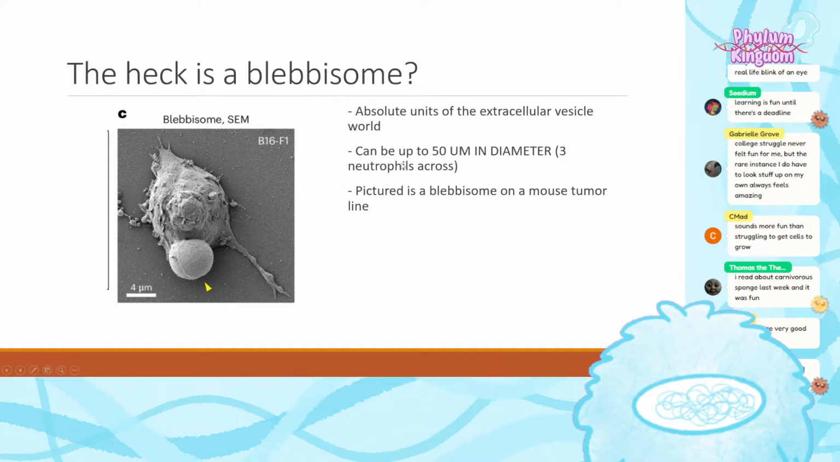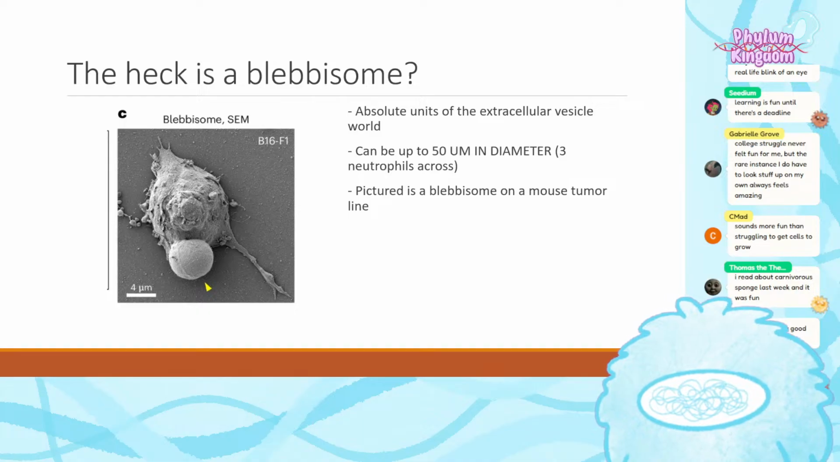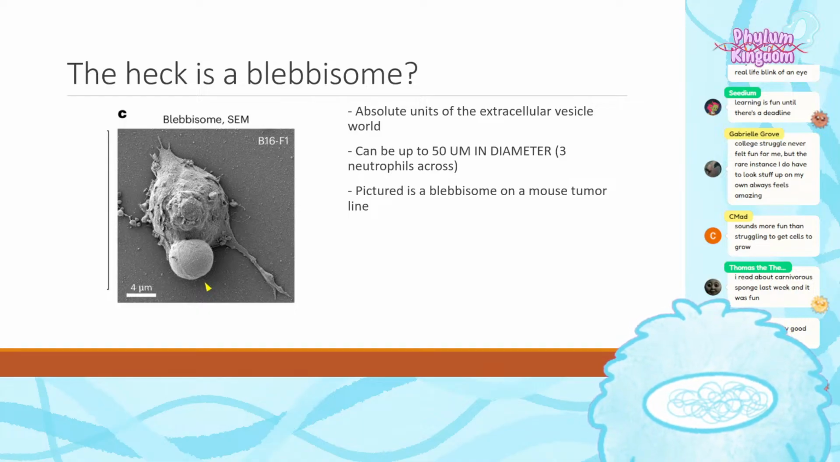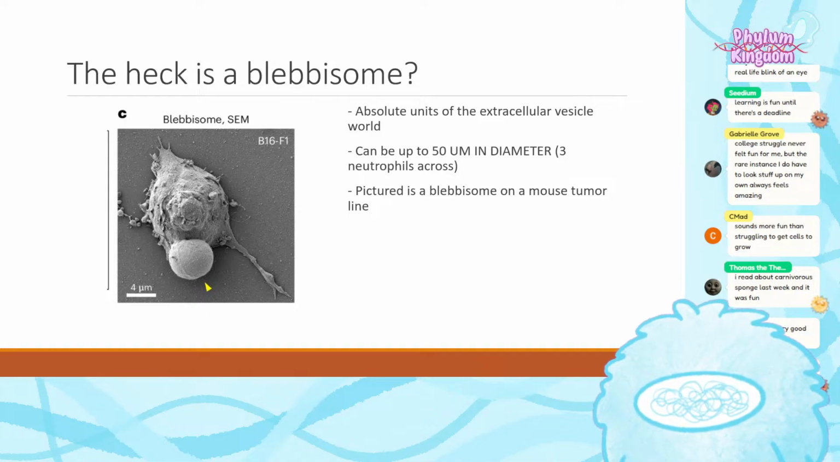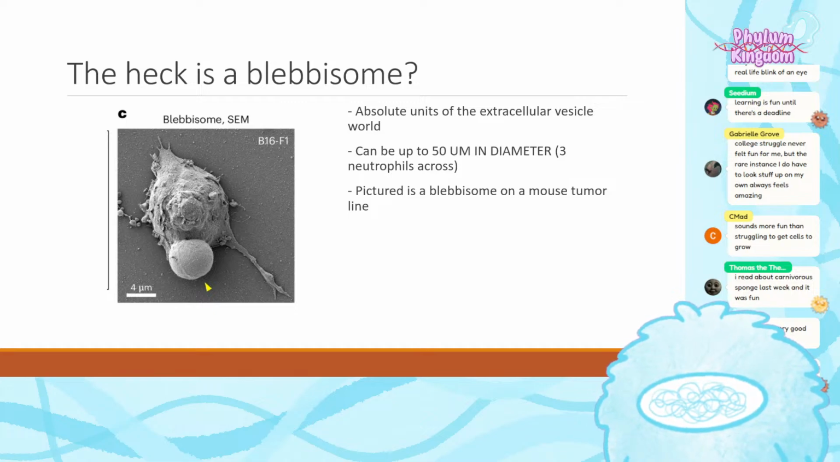The largest blebosomes can be up to 50 microns in diameter. That's 3 neutrophils across, right? These blebosomes coming off of these cancer cells can dwarf immune cells in their entirety. I have never seen an extracellular vesicle this big before, right?